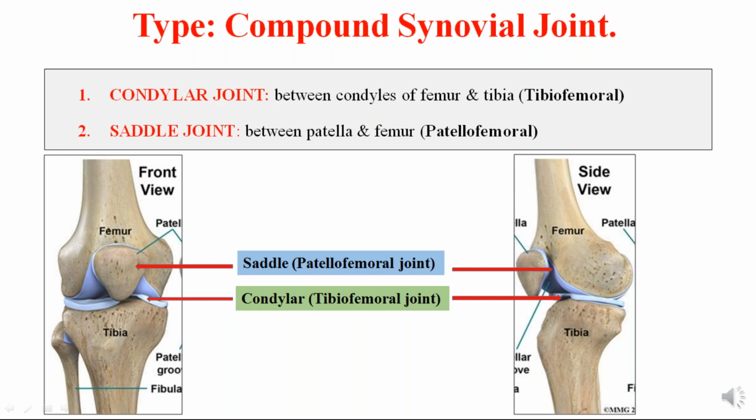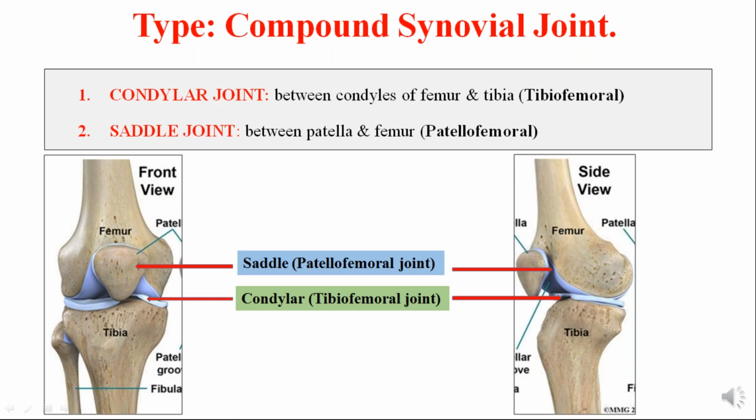The joint which is between the lower end of the femur, that is between the condyles of the femur and the condyles of the tibia, is the tibiofemoral joint, which is a condylar variety of synovial joint. The other joint which is between the patella and the anterior surface of the femoral condyle is the patellofemoral joint, and it is a saddle variety of synovial joint.